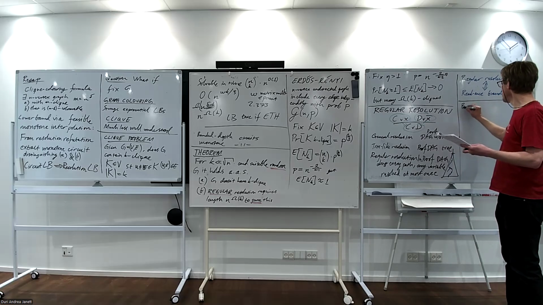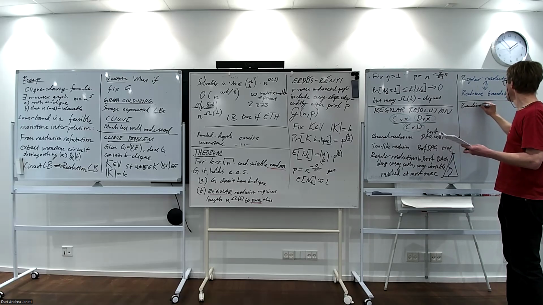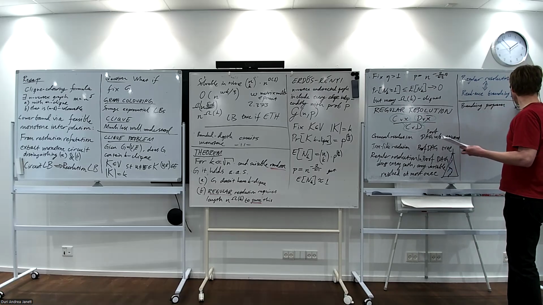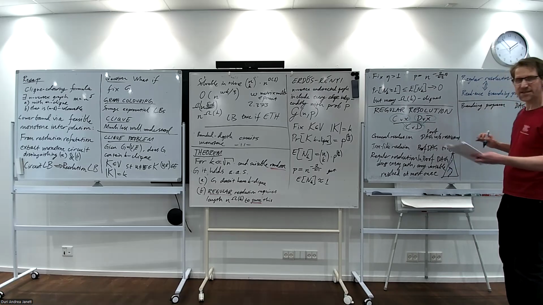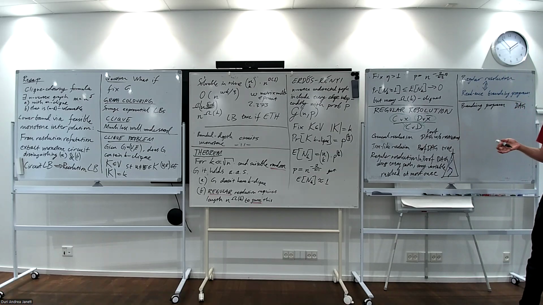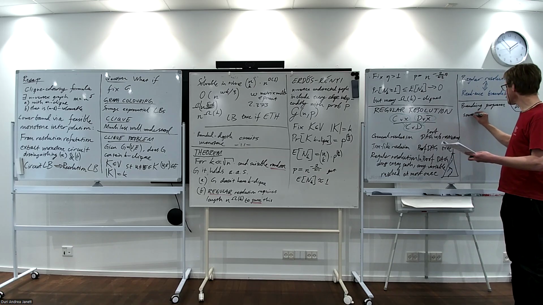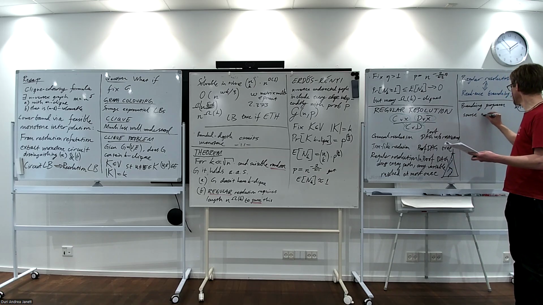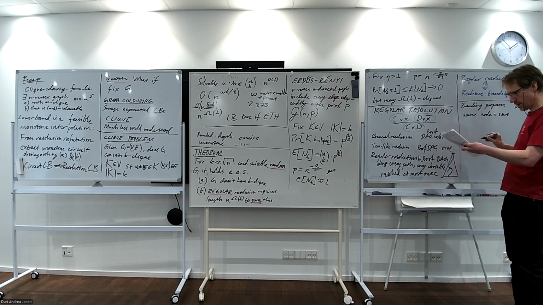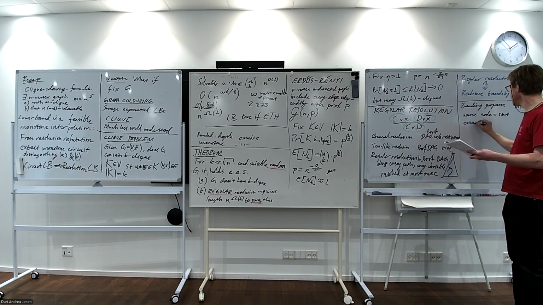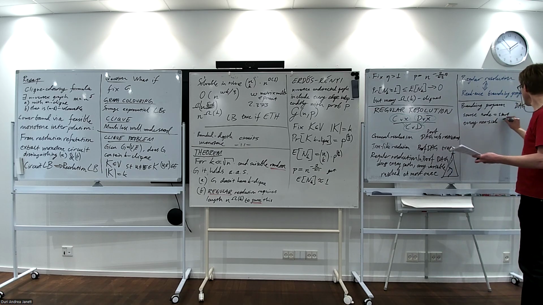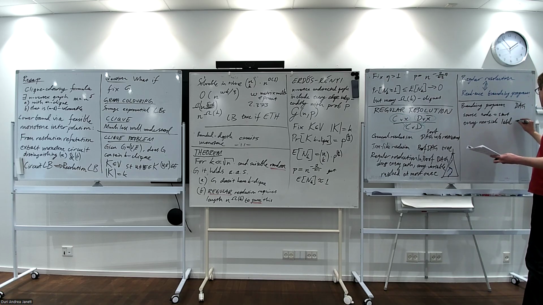A branching program is a directed acyclic graph. It's a decision tree, except it's not a tree. Okay, so there's one source node without incoming edges. That's the start. And then every non-sink node is labeled by some variable x.